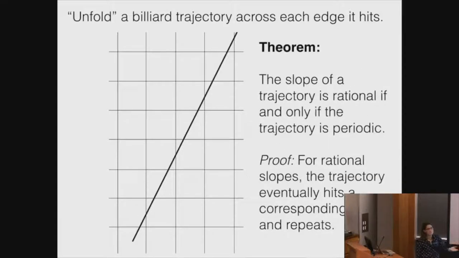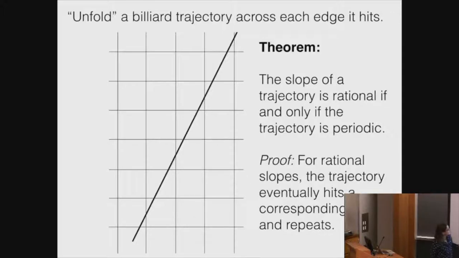So for instance, here's something we can prove. The slope of a trajectory is rational, like this one, it has slope 2, if and only if the billiard trajectory is periodic. And I didn't write out a whole proof. It's an if and only if proof, so as you know, I'd have to prove two directions. But the general idea is if you have a rational slope, the trajectory is eventually going to hit a corresponding point. Meaning like this one, I think it's 3/4 of the way along. Eventually, it's going to get to another point where it's also 3/4 of the way along. And then it's going to repeat. So that's basically the proof.